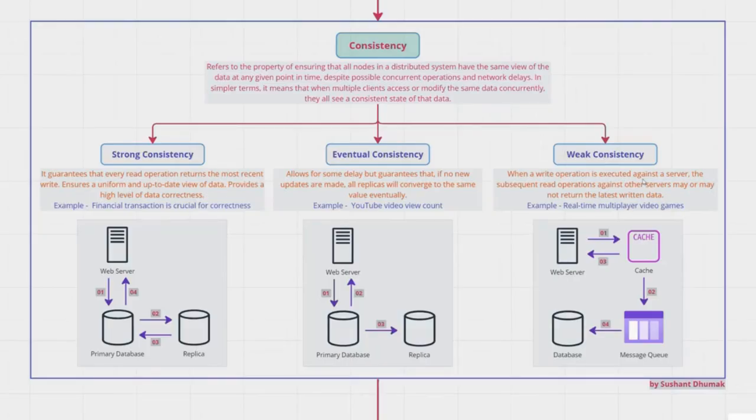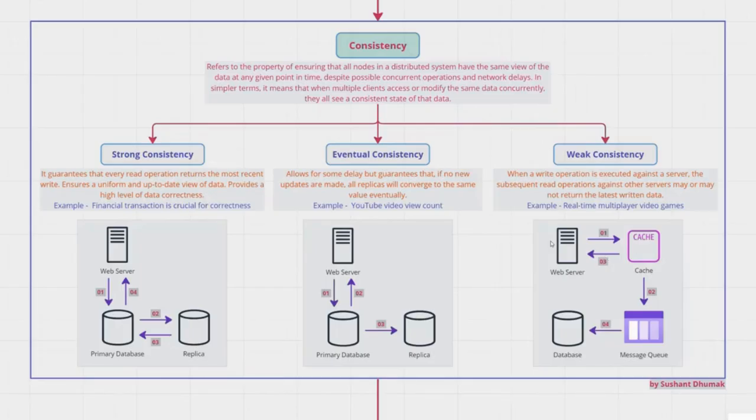Here, when a write operation is executed against a server, the subsequent read operation against other servers may or may not return the latest written data. It sounds the same as eventual consistency, but here the delay will be more and there will be loss of data as well. In eventual consistency, there will definitely not be loss of data because we are writing information to multiple replicas, and when one replica goes down, another will take care. But in this case, for example, sometimes to give a faster response, to give very high latency.